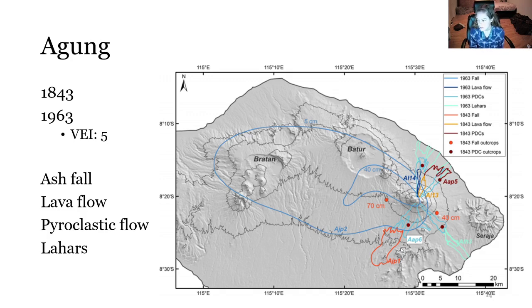Our lighter blue here, these were our deadly pyroclastic flows. You can see they brushed out in all directions, and then our green color are the lahars that followed that.